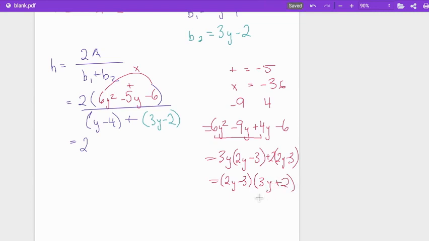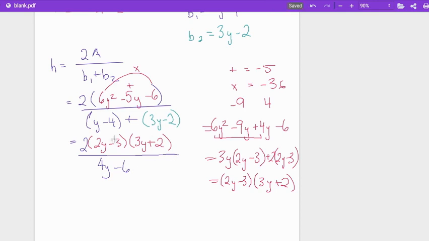So I'll write in those factors: 2y minus 3 and 3y plus 2. And then for the denominator, we're just adding, right? We're not multiplying, we're adding. So I've got 3y and y, that's going to give me 4y. And negative 4 and negative 2, that's negative 6.